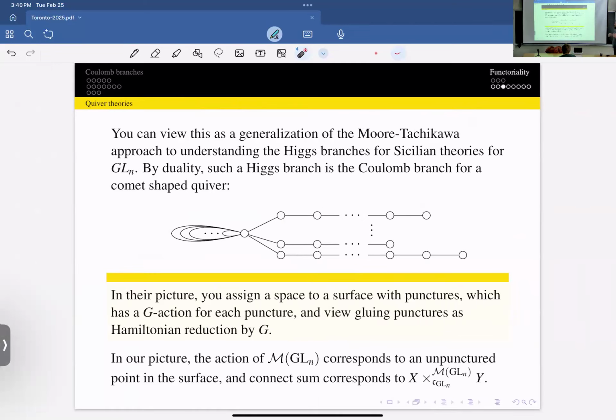So there's a story of Moore and Tachikawa for understanding Higgs branches of what are called Sicilian theories for GLN. Those are things which you can describe as the Coulomb branches of these comet-shaped quivers. And in the physical picture, you have a Riemann surface that has punctures. You have some data attached to the punctures, and you're trying to assign a space to that. And these legs and the dimension vectors along the legs tell you what's happening at the different punctures. And then I have G loops here corresponding to G, the genus of the surface.